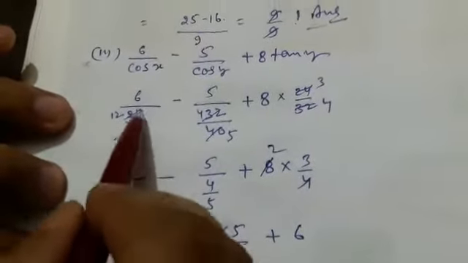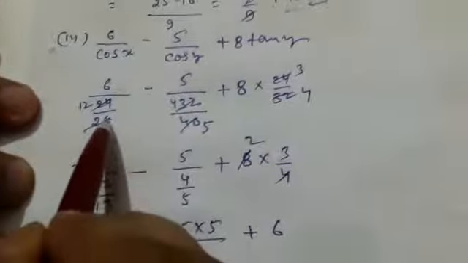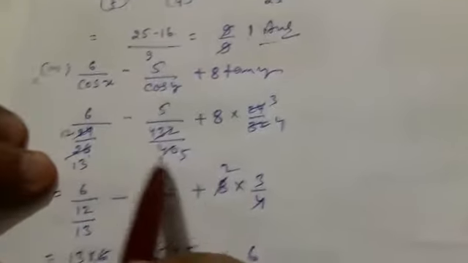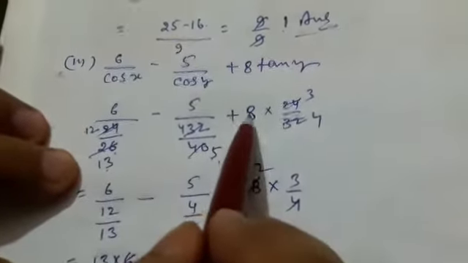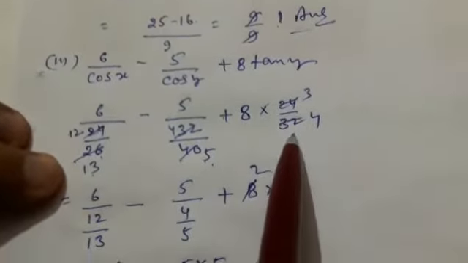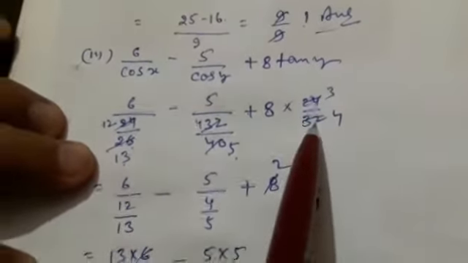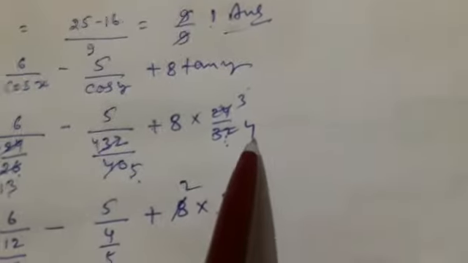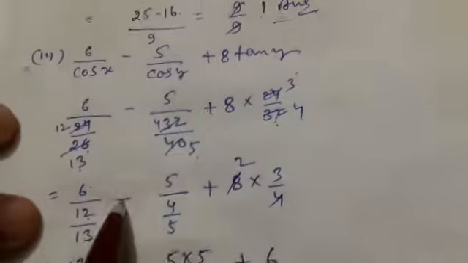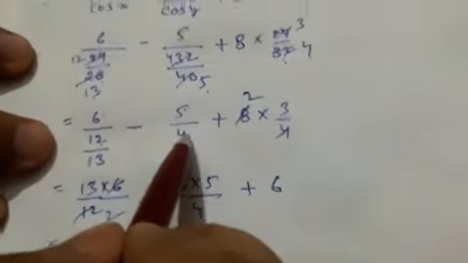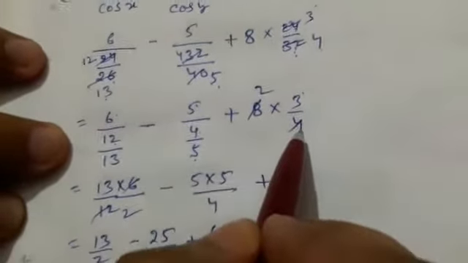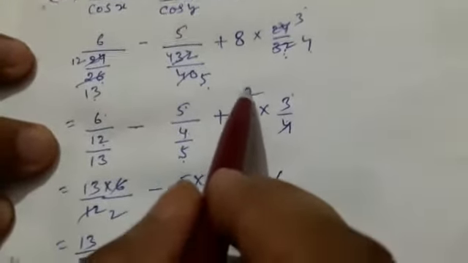By 2 both these numbers will be divided. 2 12s are 24 and 2 13s are 26. Here by 8, 8 4s are 32, 8 5s are 40, plus 8 into tan y. Tan y means p by b, 24 by 32. Now both can be divided by 8, 8 3s are 24 and 8 4s are 32. Now 6 by 12 by 13 minus 5 upon 4 by 5 plus 8 into 3 by 4. Now we can simplify this number, 4 2s are 8.